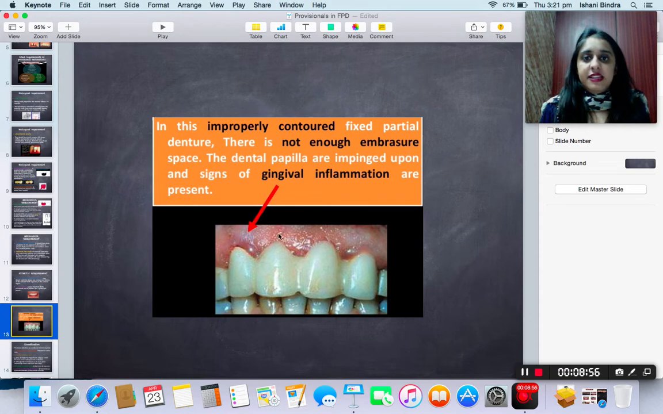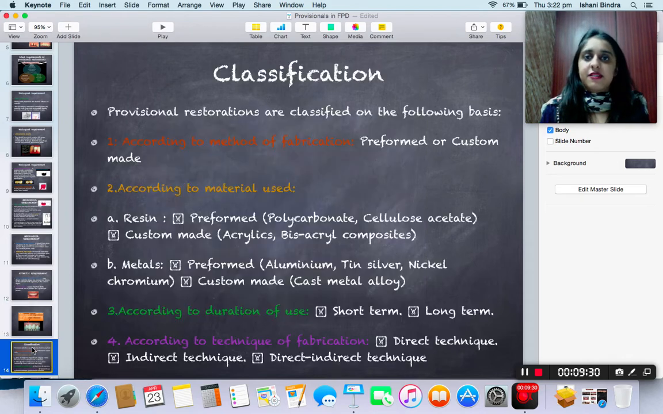In this case, because the provisional restoration was improperly contoured, there is not enough embrasure space present, and the provisional restorations here are impinging on the dental papilla. This shows signs of gingival inflammation. So whenever the patient smiles, these areas of over contouring and reddish discoloration of the gingiva will be seen, which will be unesthetic. So proper contouring of the provisional restoration, thus mimicking the original natural tooth, is very important for aesthetics.